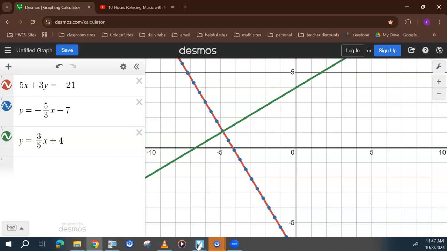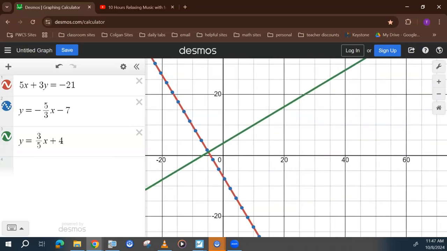yes, it looks like an X, but if I look at it kind of sideways, it is making that perfect T right there. Okay, questions about that?